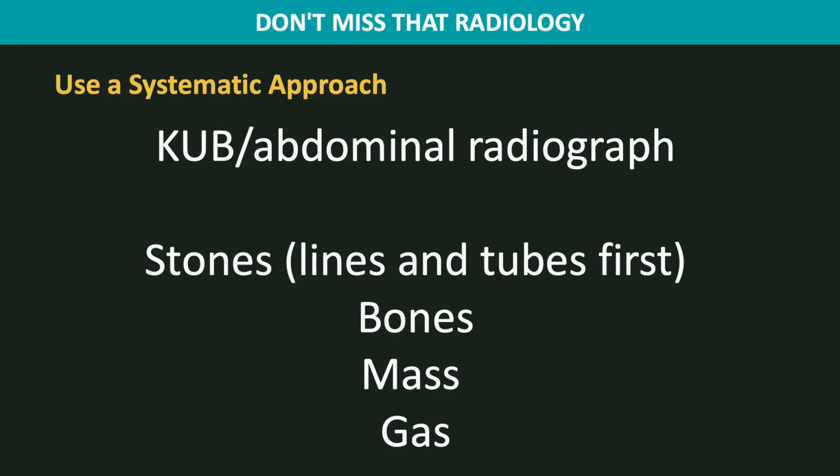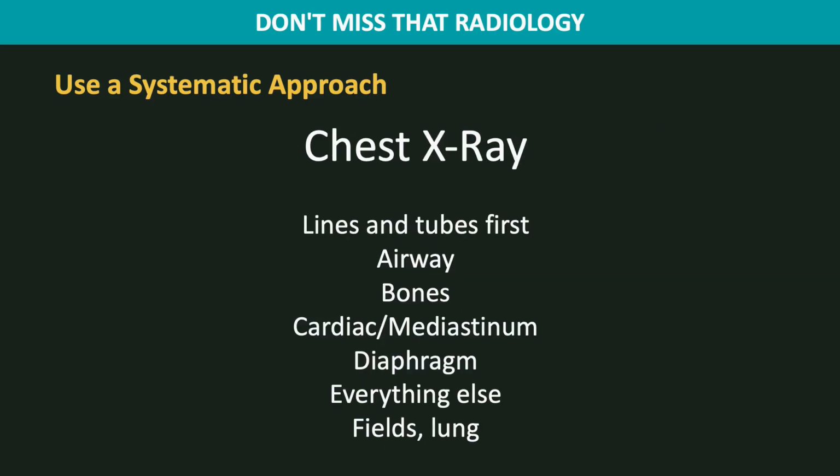Lines and tubes first for whatever study you're doing, whether it's a KUB, a chest x-ray, or a CT scan. So our approach for a chest x-ray was the A, B, C, D, E, F. But, caveat, start with lines and tubes first. So A, airway, B, bones, C, cardiac/mediastinum, D, diaphragm, looking for a pneumothorax, that deep sulcus sign we talked about on the supine radiograph, continuous diaphragm sign for pneumomediastinum, E, everything else, that's going to be our soft tissues, and then we save the best for last, F, lung fields.